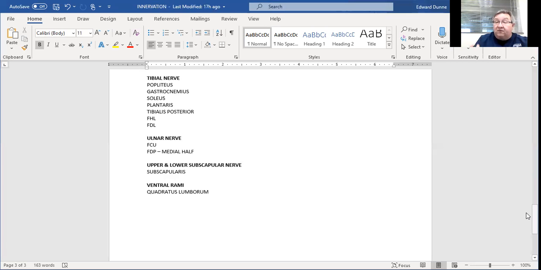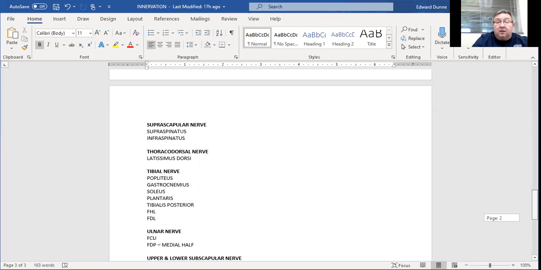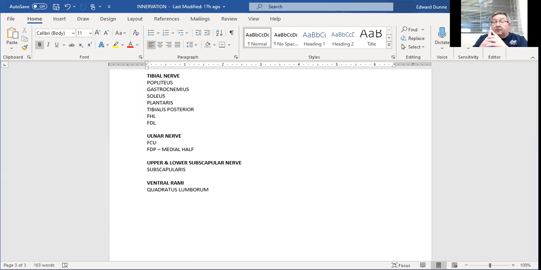Flexor digitorum profundus. The lateral half, the medial half. All right, flexor digitorum profundus is split between the ulnar and the median nerve. I think it's ulnar and median. I don't think it's radial. Give me a second. Let me just make sure. No, it's the median nerve. So flexor digitorum profundus, that muscle that has an action at the DIP, has a dual innervation between the median nerve and the ulnar nerve.